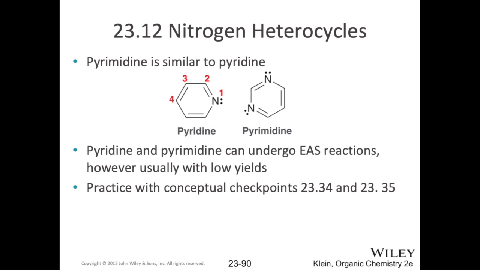Okay, so pyrimidine is another example of a nitrogen heterocycle that's also aromatic. Again, just like pyridine, the ring is already meeting Huckel's rule. Those lone pairs are not involved in the resonance.